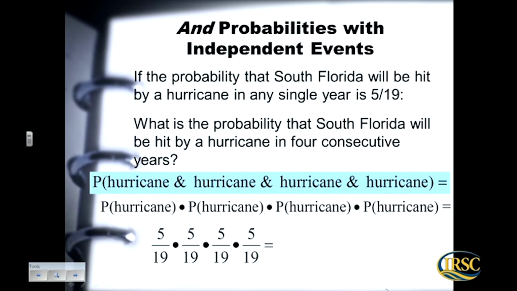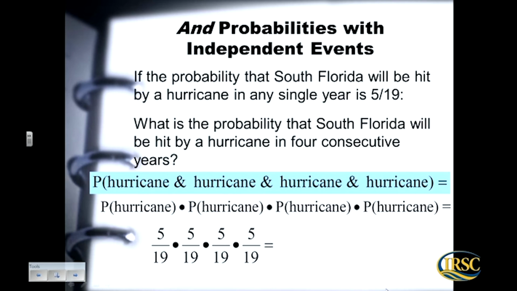Okay, so we're going to take 5/19 and multiply it times itself 4 times. That's basically what you're doing. 5/19 times 5/19 times 5/19 times 5/19. Now, there's another way you can look at this. When you multiply the same number times itself so many times, what are you really doing? Yeah, raising it to the 4th power, or however many times you're multiplying it.